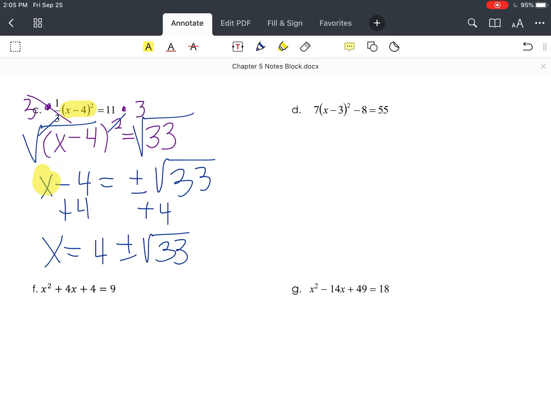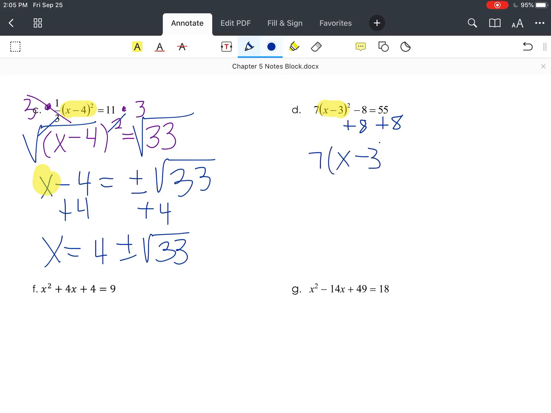So letter D, you would do the same thing, except now we actually have 2 steps to get my x minus 3 term by itself. First thing I would do is add 8 to both sides. So I'm left with 7 times the quantity of x minus 3 squared equals 63. And then I can divide both sides by 7. So I'm left with x minus 3 squared equals 9.